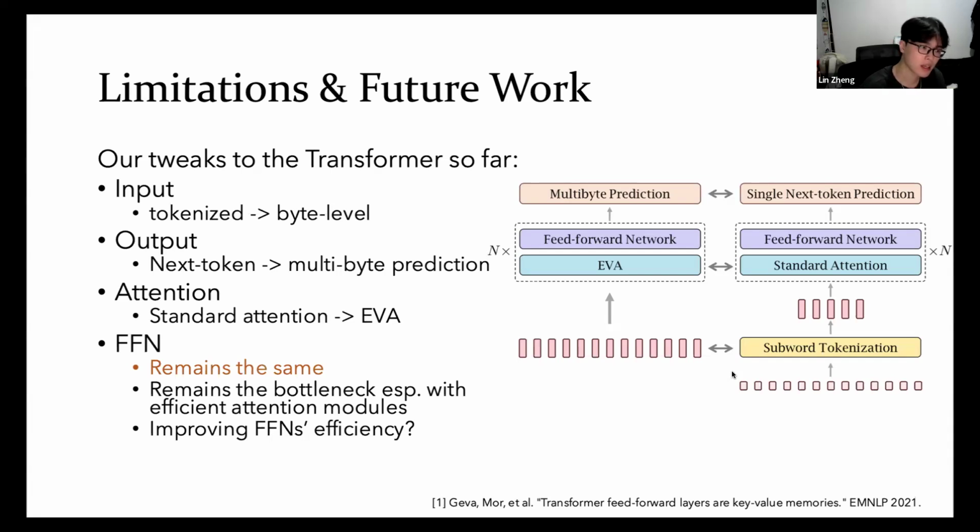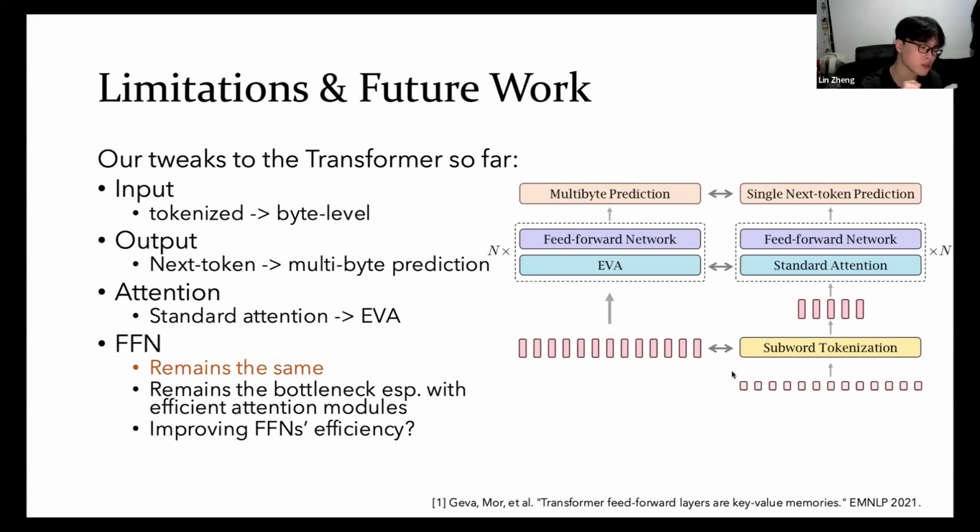Especially after we optimize the whole attention mechanism, the feed-forward network becomes the majority, taking the majority of the FLOPs here. So it's very necessary, almost a must, to improve the feed-forward networks' efficiency, especially in the context of byte models. There are several ways to address that. For example, you can view the feed-forward networks as a memory layer, or some cross-attention between the input activations and the model weights.